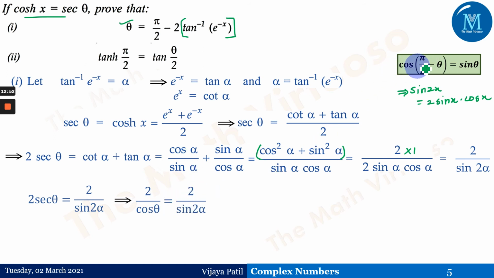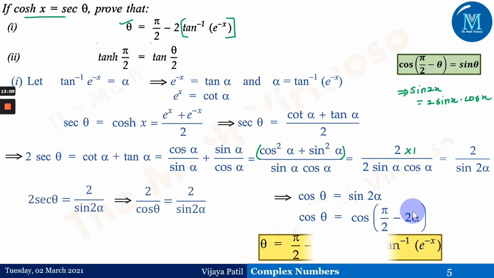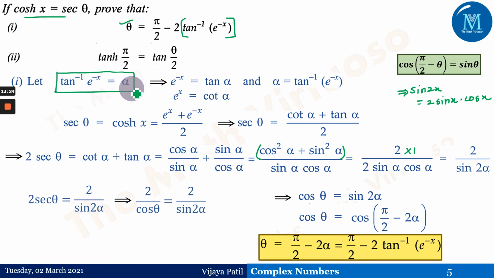Again, cos of pi by 2 minus theta is equal to sine of theta, and therefore we are just writing it up, cos of theta is equal to sine of 2 alpha. After that, cos of theta is equal to cos of pi by 2 minus 2 alpha. So sine of 2 alpha can be written as cos of pi by 2 minus 2 alpha, and therefore what exactly we have got is theta is equal to pi by 2 minus 2 times alpha. But what is this alpha? We have assumed alpha as tan inverse of e to the power minus x. That is what we have written, and we got the first part of this question.